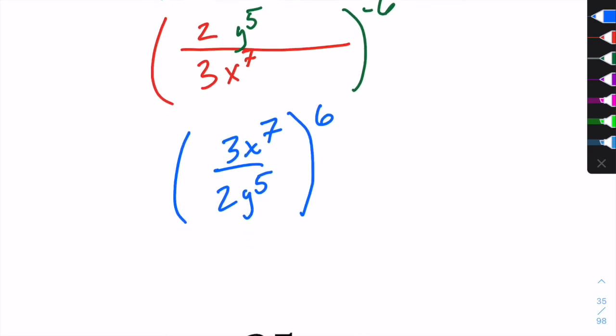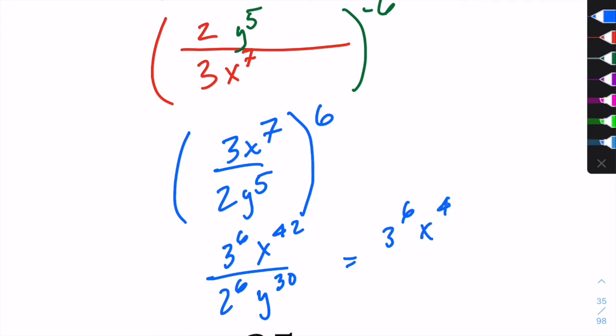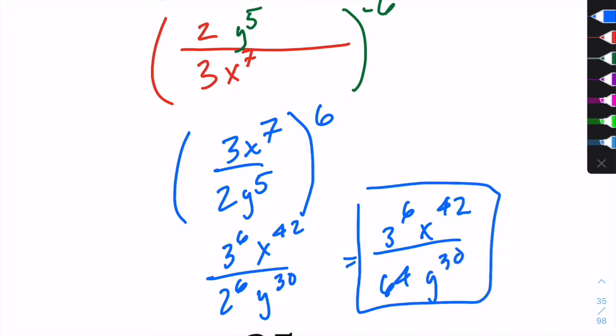All right, this 6 exponent, we're finally ready to distribute it. To the 3 makes it 3 to the 6th. To the x makes it x to the 42nd. Over 2 to the 6th and y to the 30th. Wow. 3 to the 6th, x to the 42nd, over, we can do 2 to the 6th and get 64y to the 30th, and that is good to go.